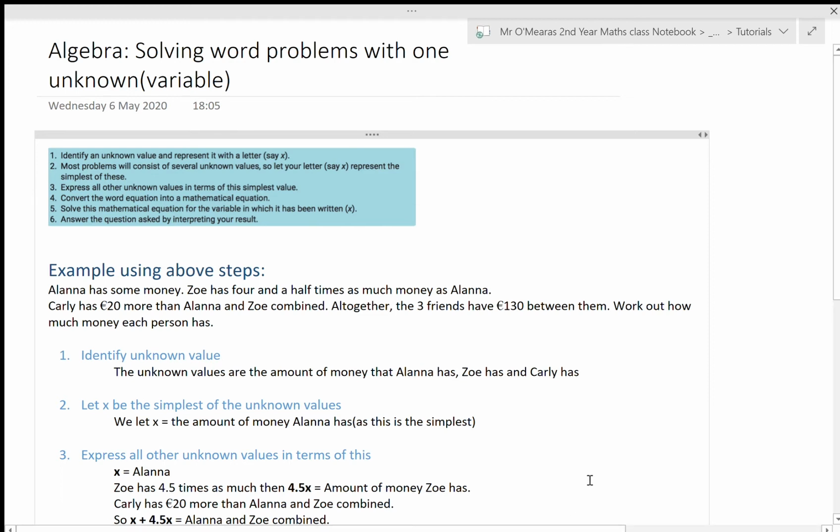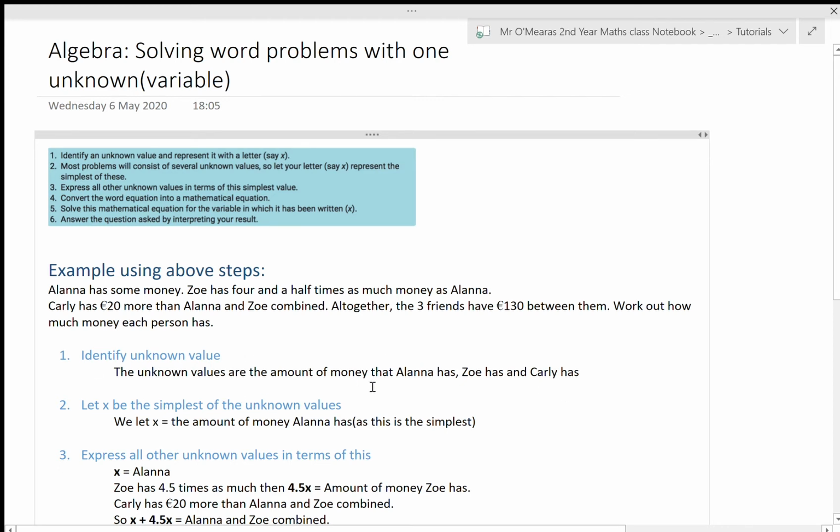So this is the problem that we have. Alana has some money. Zoe has 4.5 times as much money as Alana. Carly has €20 more than Alana and Zoe combined. Altogether, the three friends have €130 between them. Work out how much money each person has. Okay, so that's all the information that we have.